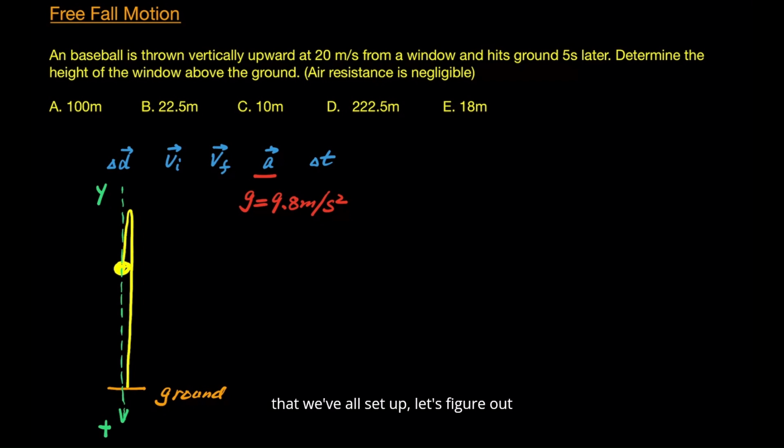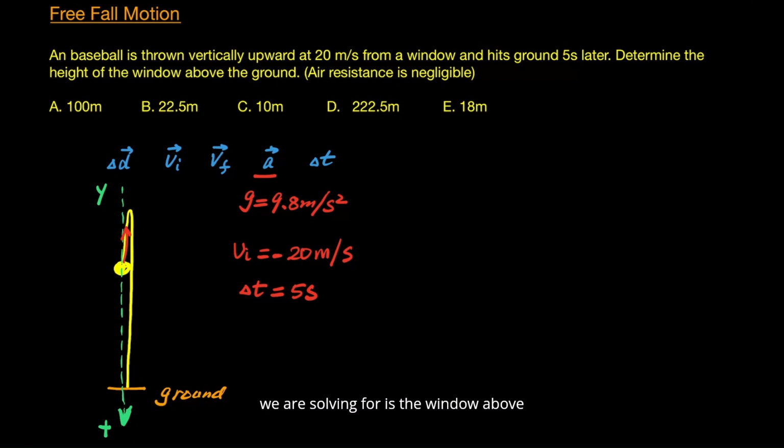Now that we're all set up, let's figure out the values of our variables. Besides the constant gravitational acceleration, we are told that the initial velocity is 20 meters per second. But we have to be very careful here. The baseball is thrown upwards, but we chose downward as the positive direction. This means our initial velocity must be a negative value. So our initial velocity should be negative 20 meters per second. Then we also know the time for the entire journey is 5 seconds. So delta t is 5 seconds.